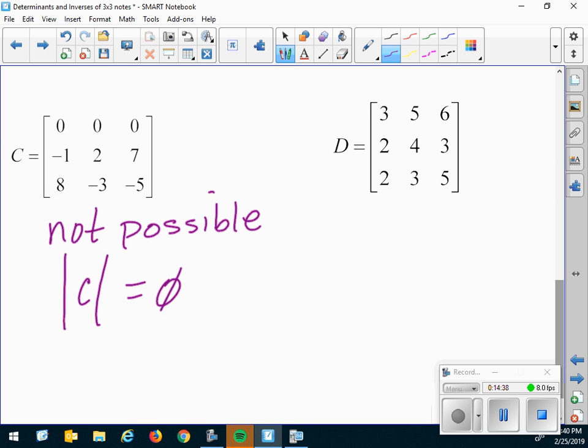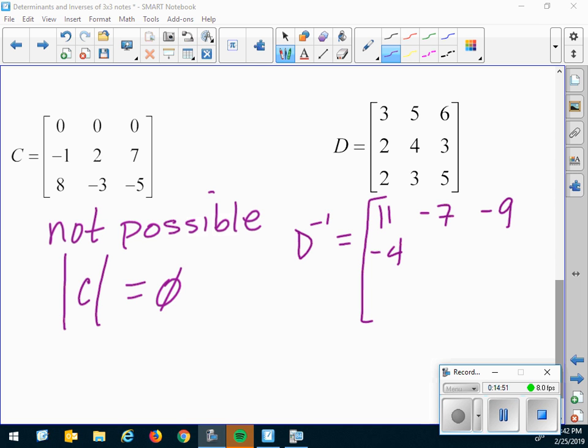Okay. Now I want you to do D. You can do D. That's what I got for matrix D inverse. Now, once you are finished, once you get this matrix, then I want you to do the back side of the pink sheet.